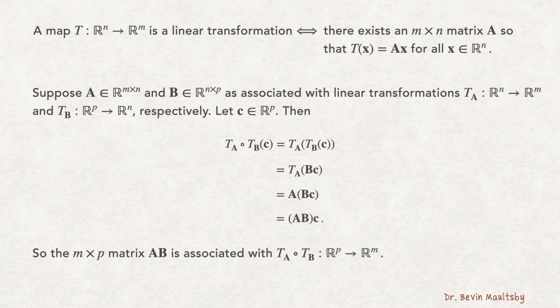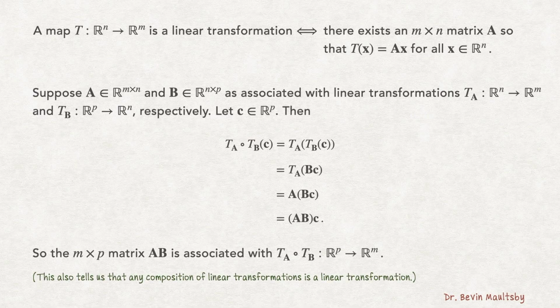So we can say that the m by p matrix AB is associated with this composition, this function that we formed by composing T_A and T_B. And since that composition has an associated matrix, that tells us actually that the composition of linear transformations is a linear transformation in its own right. That wasn't immediately obvious until you check it.